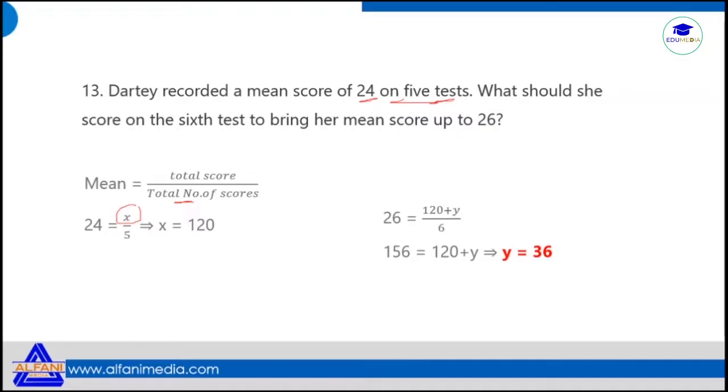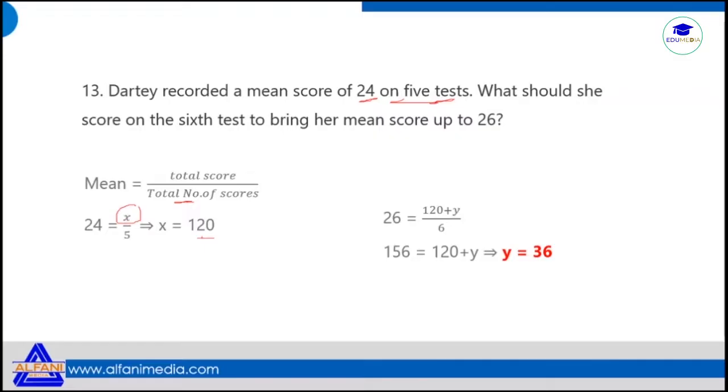So that is 120. Now the second statement: what should she score on the sixth test to bring her mean score up? On the sixth test, my total number of scores is going to be increased to 6, and my total score, which is 120, is also going to be increased by a number. I don't know that number, so I call it y. So I have 120 plus y, divided by 6, because she has added another number to the number of scores.